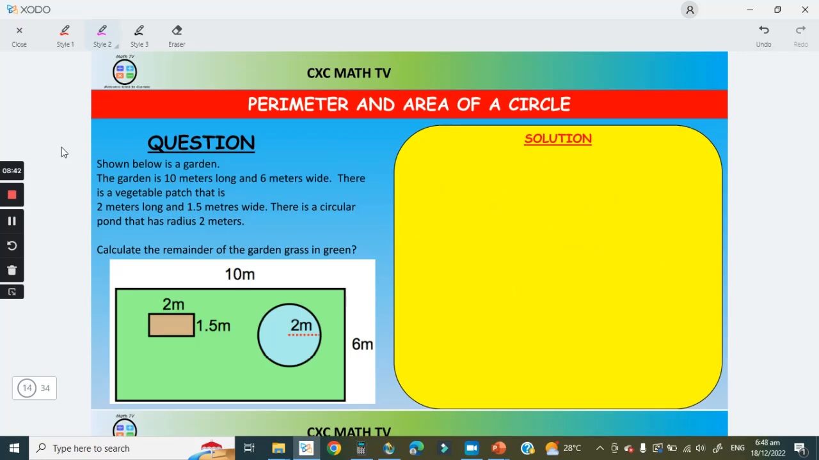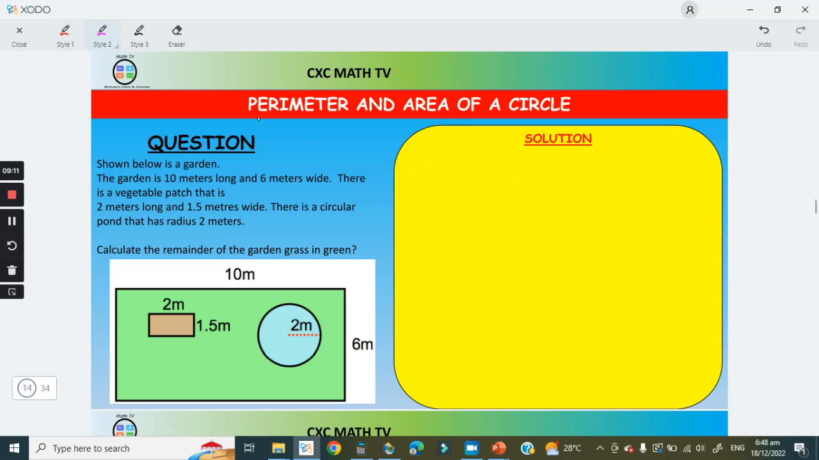Nice. This one now. It says shown below is a garden. The garden is 10 meter long and 6 meter wide. There's a vegetable patch that is 2 meter long and 1.5 meter wide. There's a circular pond that has a radius of 2 meters. Calculate the remainder of the garden, the grass in green. So pause the video and attempt this question.